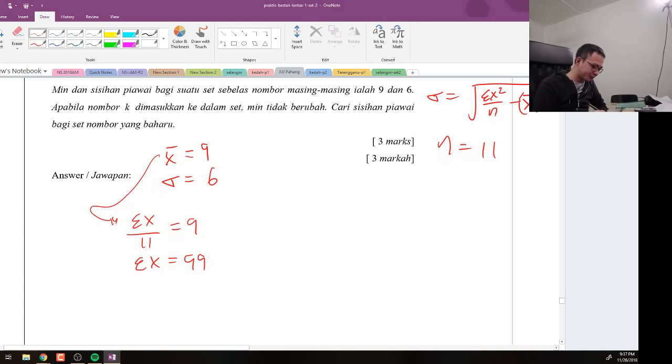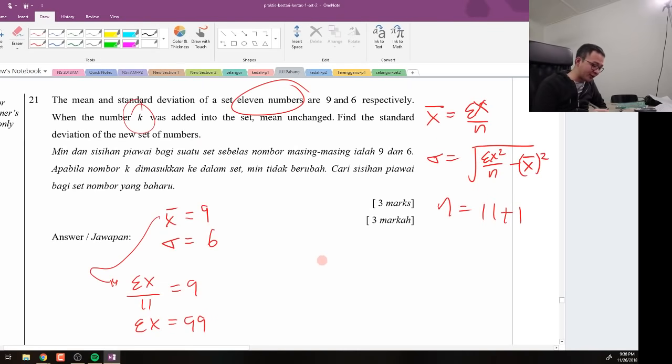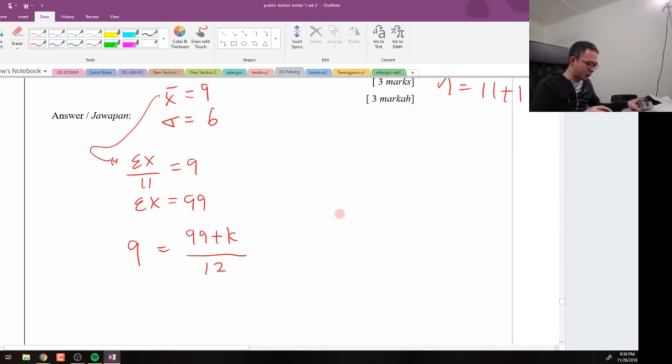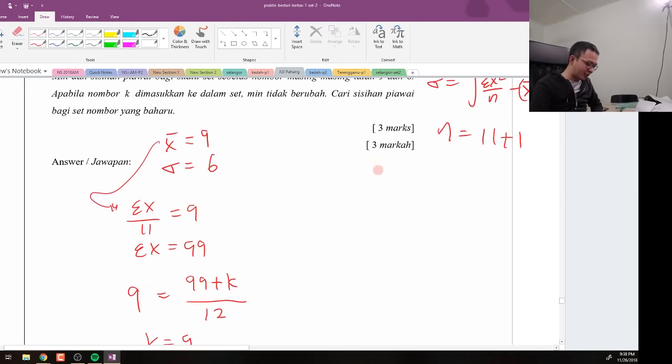Now, when I want to get the new mean, my sum of x is 99 plus the new number k. I divide by 12 numbers, because I added one more number, so n needs to plus 1, therefore this is 12. And the question tells you the mean remains unchanged, so the mean is still 9. I work this out to find my k value: 9 multiply 12 minus 99, and my k equals 9. Right now I have my k ready.